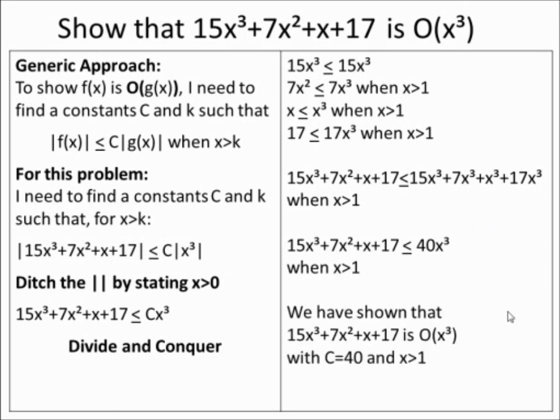I'm done. I have shown that 15x cubed plus 7x squared plus x plus 17 is big O of x cubed, where c equals 40 and k equals 1.